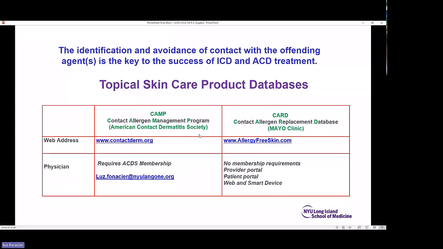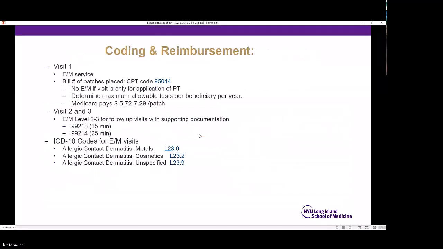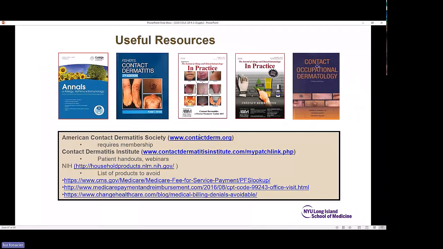which then gives you access to the Contact Allergen Management Program. It's pretty easy and it helps the patient tremendously. If you go into CAMP, you write down what you have a positive patch test to, it prints out what the positives are, and then below that it gives you a list of different products that are devoid of these contact allergens. These are the codings that you would have on your handouts. These are what we use. Feel free to use them. And these are useful resources.